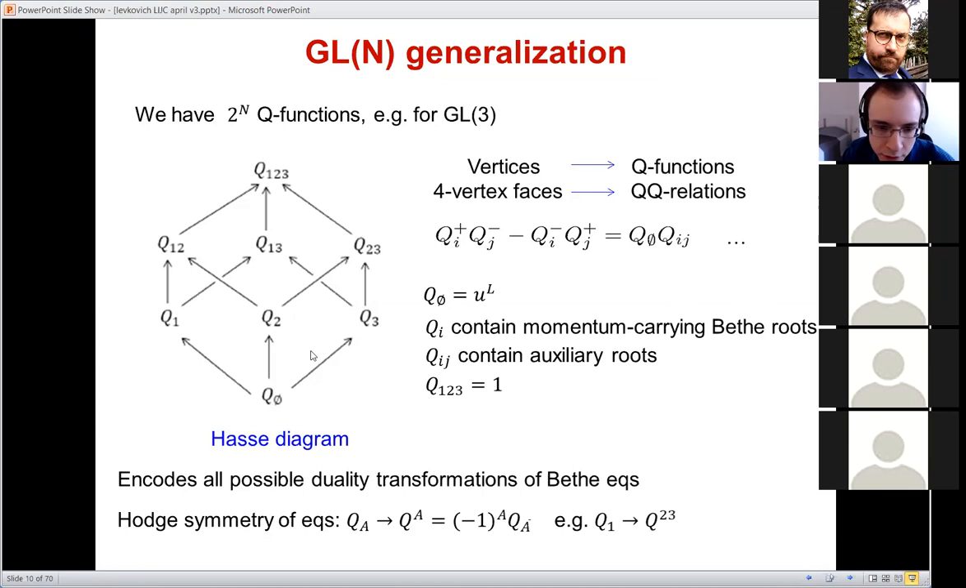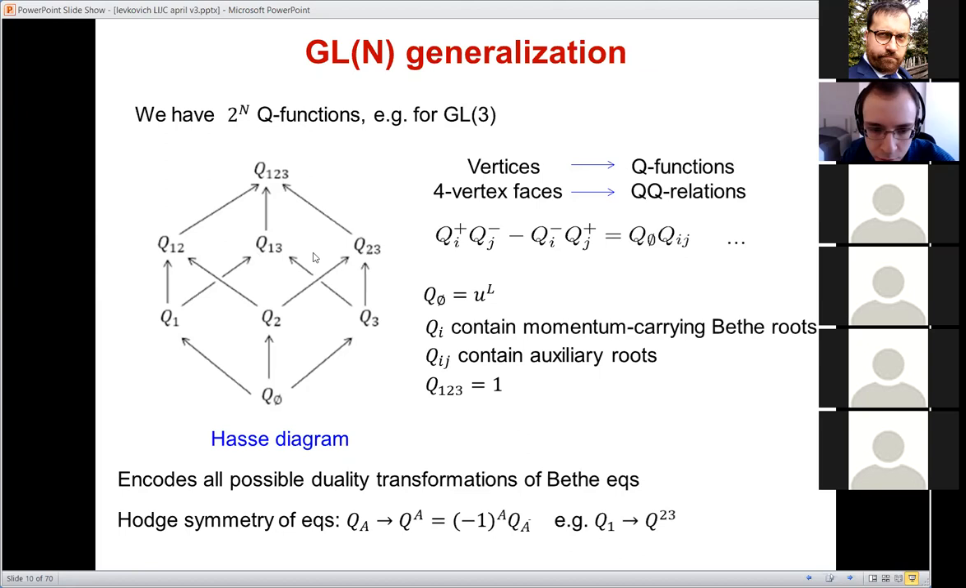And they are organized in this hypercube diagram, where we start from Q empty set, and then we move in several directions, each time adding an index. So there will be 3 Q functions with 1 index, then 3 Q functions with 2 indices, and lastly a Q function with the full set of indices. They are anti-symmetric in the indices, so I don't have Q23 and Q32 separately. The rules are that the vertices of this hypercube correspond to Q functions, and more importantly, each face with 4 vertices corresponds to the same QQ relation of the kind that I showed before. This is the simplest one, and on each face we have a relation like this.